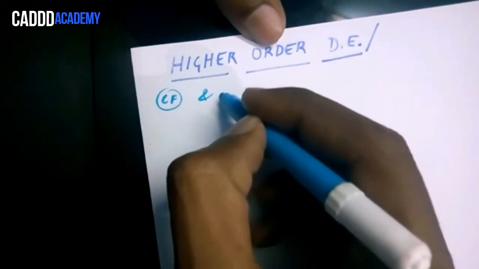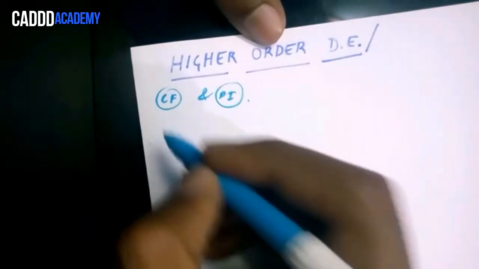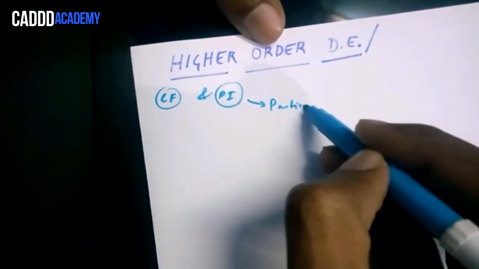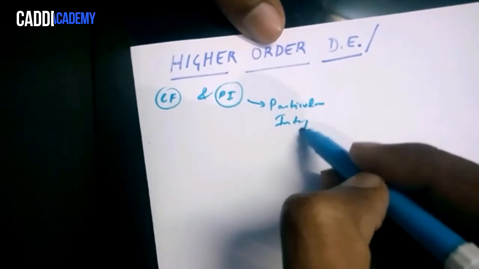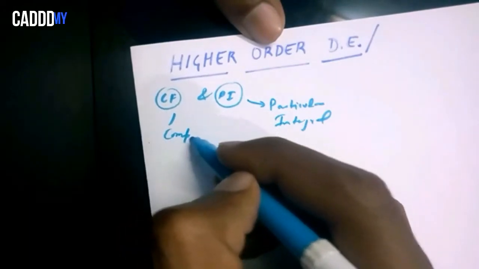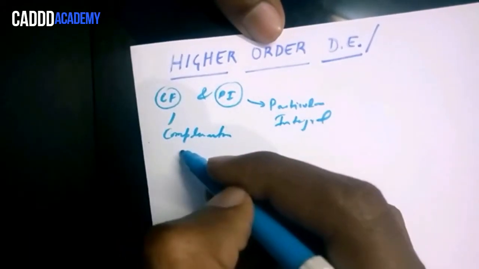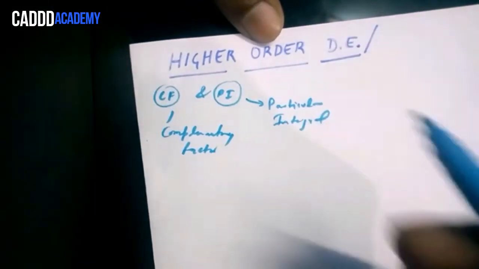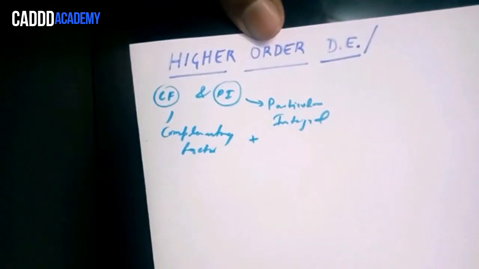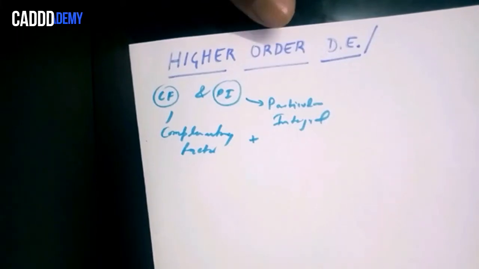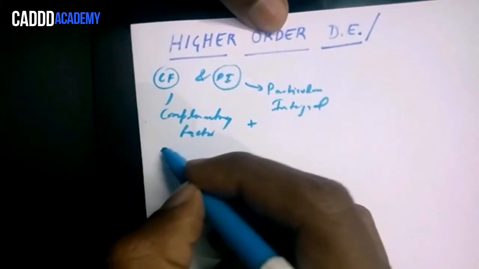CF and PI. This is the complementary factor, and this is the particular integral. By adding both the complementary factor and the particular integral, we get the general solution of that higher order differential equation. So we have a few cases.